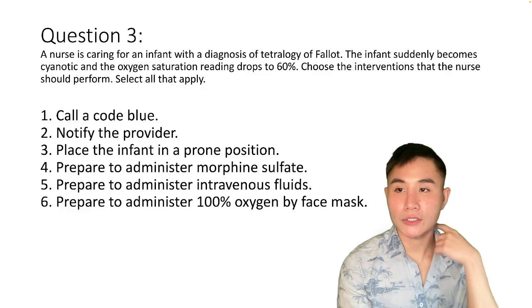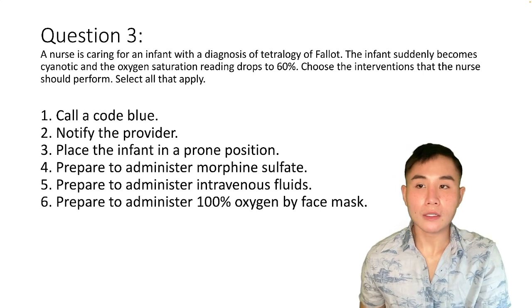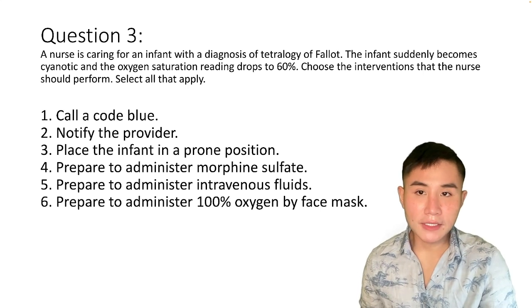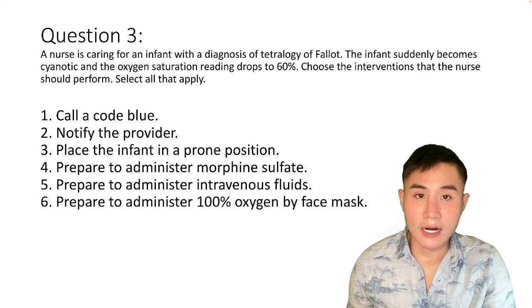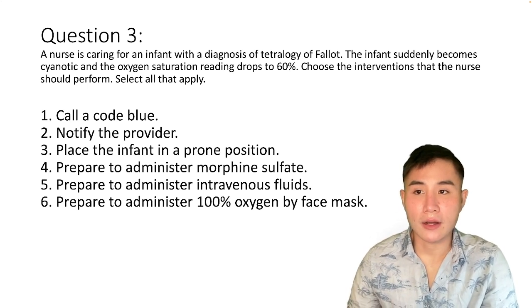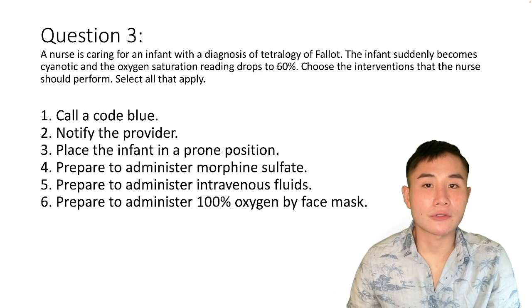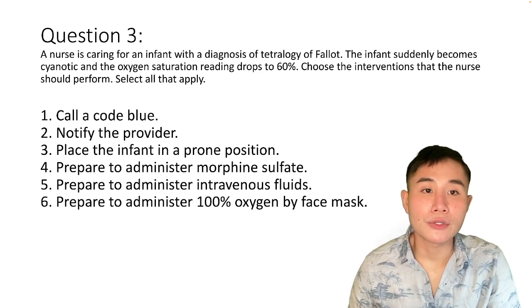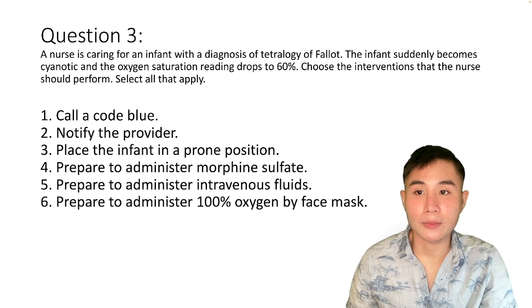All right, next question. Question number 3. A nurse is caring for an infant with a diagnosis of tetralogy of Fallot. The infant suddenly becomes cyanotic and the oxygen saturation reading drops to 60%. Choose the interventions that the nurse should perform.